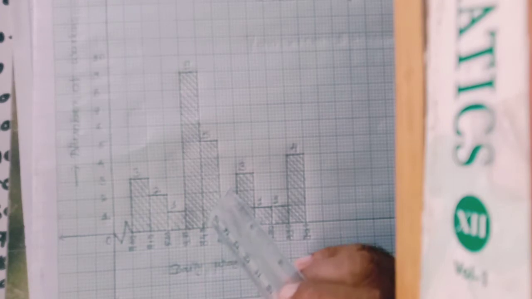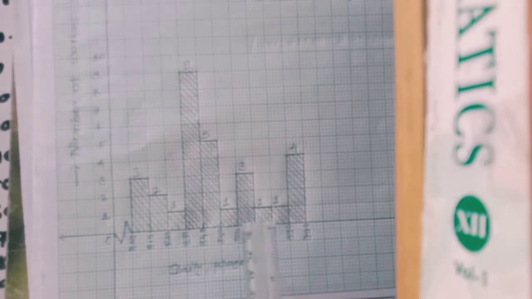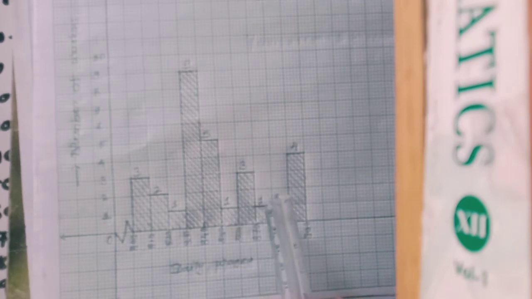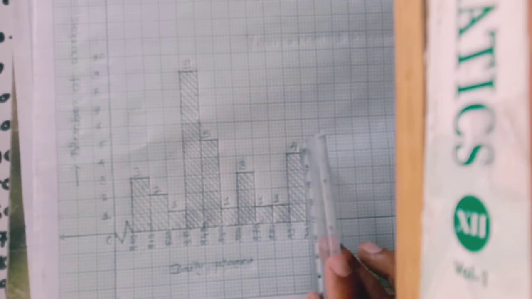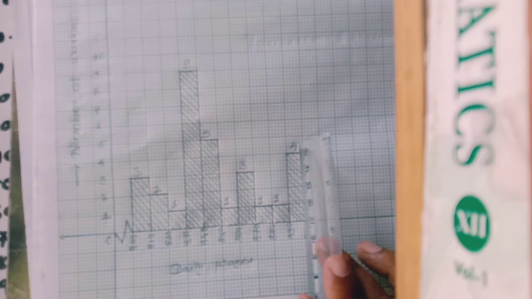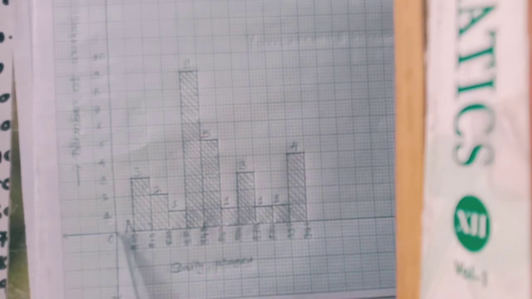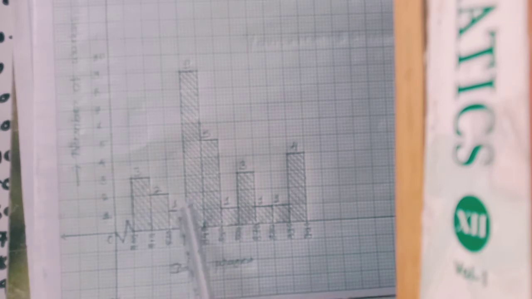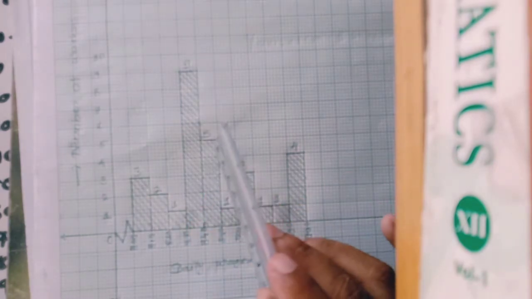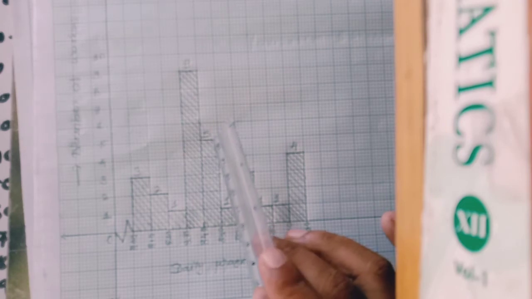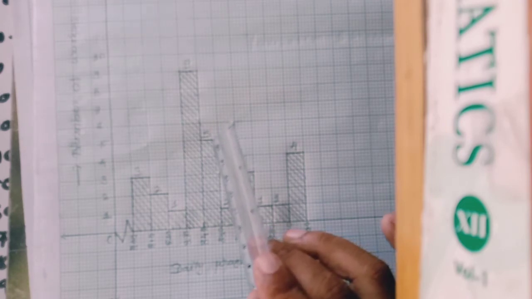Now, how many workers earn rupees 850 and more? Between 850 and 900 we can see 1 plus 3 is 4, 4 plus 1 is 5, 5 plus 1 is 6, 6 plus 4 is 10. So 10 persons are earning rupees 850 or more. Now, how many workers earn less than 850? We add: 3 plus 2 is 5, 5 plus 1 is 6, 6 plus 9 is 15, 15 plus 5 is 20. 20 workers earn less than 850.